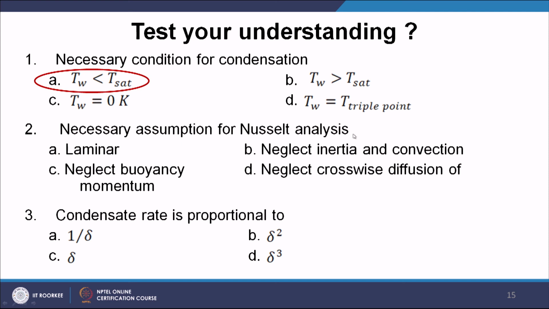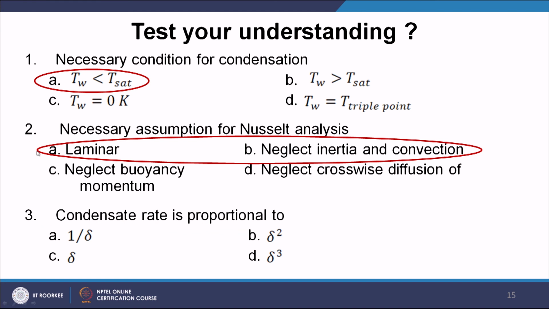Okay. Second question goes like this, necessary assumptions for Nusselt analysis. We have given you the assumptions today. So, the answers we are having: first assumption can be laminar, second assumption is neglect inertia and convection, third assumption neglect buoyancy, and fourth assumption neglect crosswise diffusion of momentum. Okay. So, the correct answer will obviously be part A and part B, because we neglect the streamwise diffusion and we will not be neglecting buoyancy, otherwise g will not be coming into the picture. Okay.